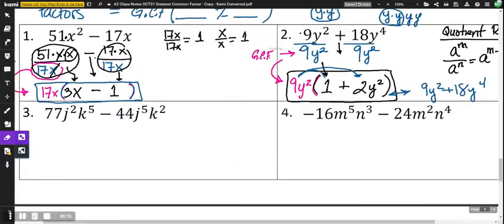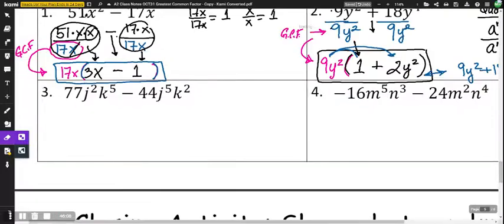We're just writing things in a different form. So now let's take a look at this one. This one's kind of tough, okay? I want to find the common factor between 77 times j to the power of 2 times k to the power of 5 minus 44 times j to the power of 5 times k to the power of 2. What is the common factor?